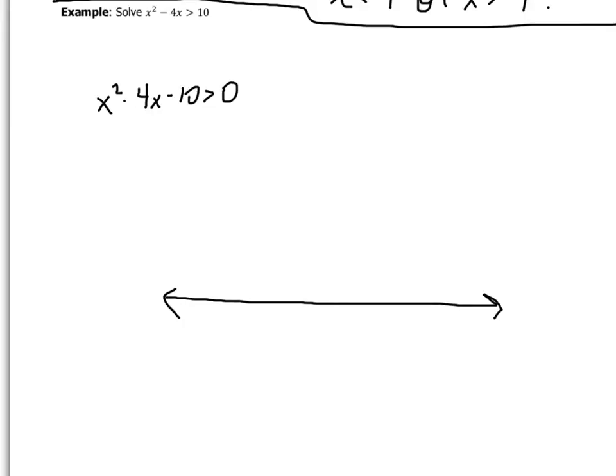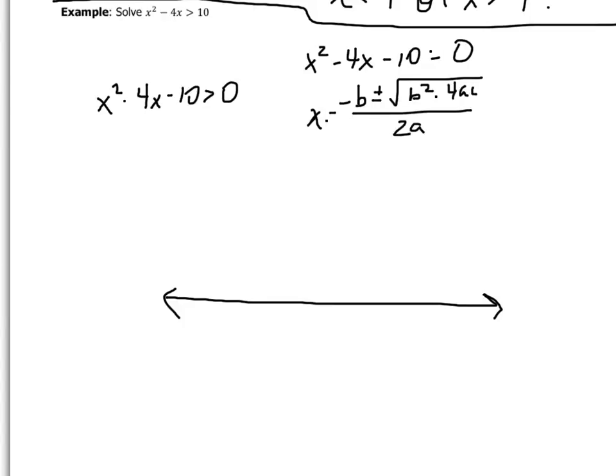Well, how do you solve this when you can't factor? What do you do? Well, you can use the formula. It's the quadratic formula. X is minus b plus or minus the square root of b squared minus 4ac all over 2a. It's an ugly formula, but it works. So that's going to give me minus negative 4, which is 4, plus or minus the square root of negative 4 squared is 16, minus 4 times a times c, that's minus 40, over 2 times a, which is 2.